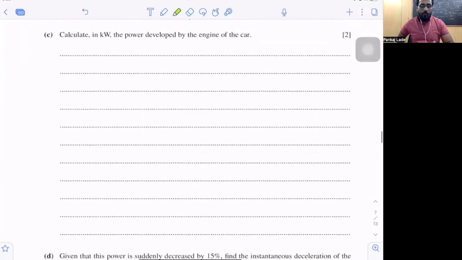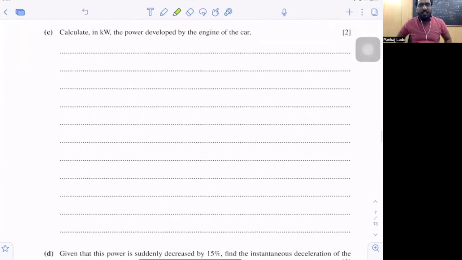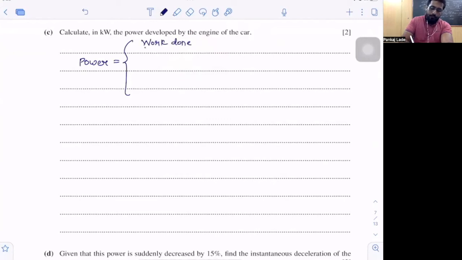Now we're going to proceed further with part C. That's pretty simple. He just wants you to calculate the power developed by the engine of the car. So do you recall the formula for power? There are multiple formulas to find the power, so I'm going to mention them. The very first basic formula for power is work done divided by the time for which the work has been done. So work done upon time, I can write it W upon T.